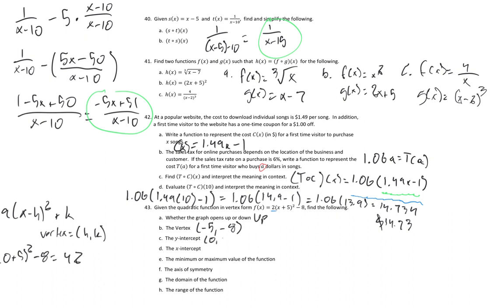So the y-intercept then is (0, 42). For the x-intercept, we plug in 0 for y, because 0 equals 2 times (x plus 5) squared minus 8. So do some algebra here. Move the 8 over and then divide by 2. So 4 equals (x plus 5) squared.